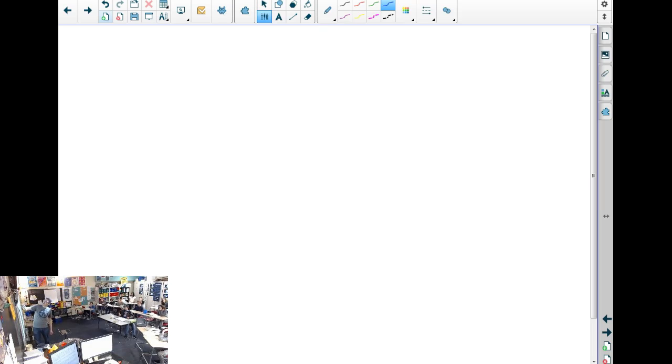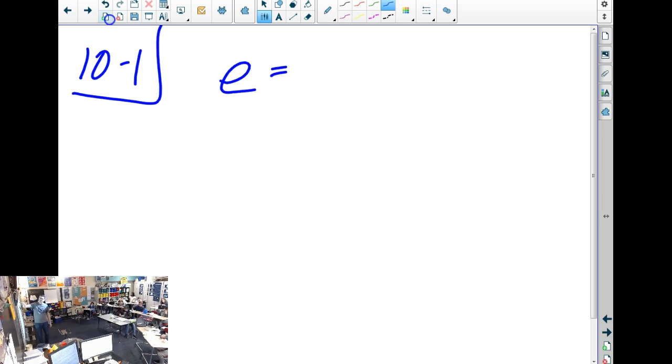If we have an edge length, start getting real used to using edge length, and we use little e just because it's easier. An edge length of 3 feet of a cube, that means its resulting volume would be what?